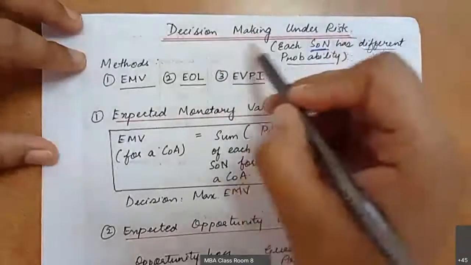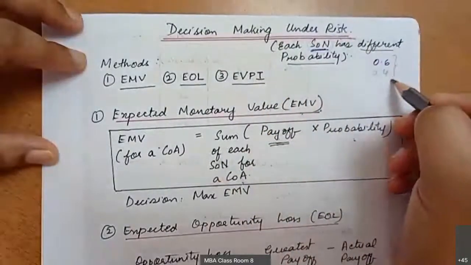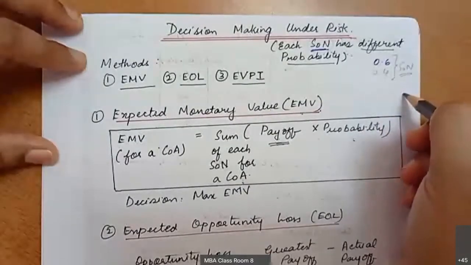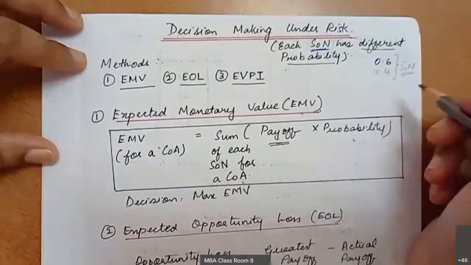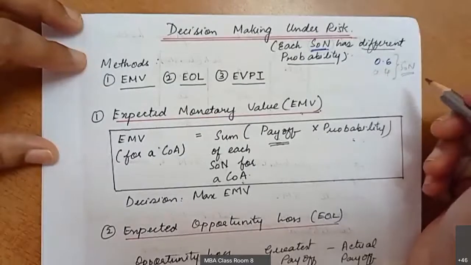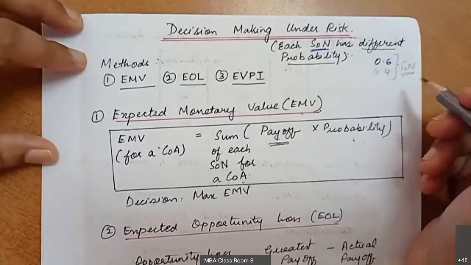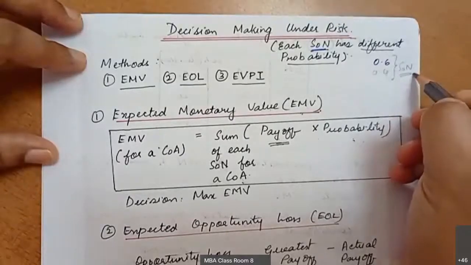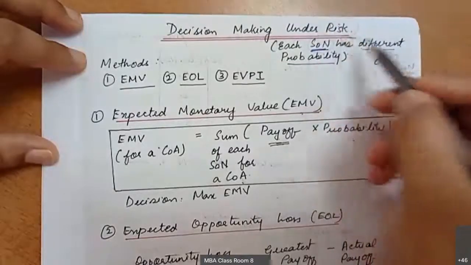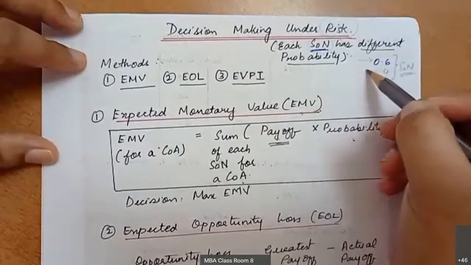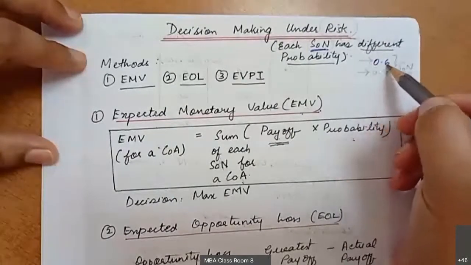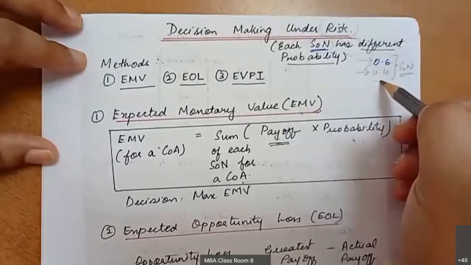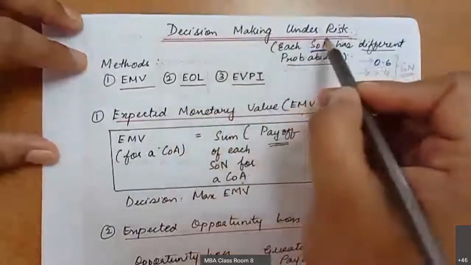So decision making under risk means you know the probabilities of the states of nature. What are states of nature? Higher demand, lower demand, things which are not under your control, whether you are a manufacturer or a marketing seller. And under decision making under risk, you know the probability of each of the states of nature. For higher demand the probability is 0.6, for lower demand the probability is 0.4. So you know the probability, and such concepts come under decision making under risk.